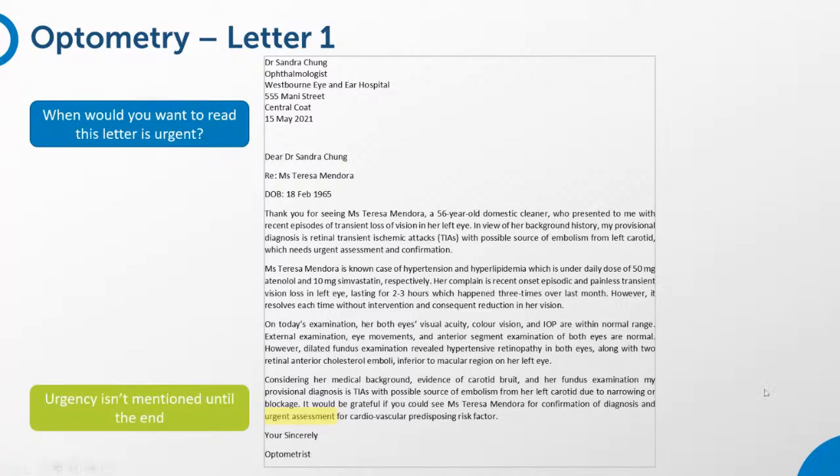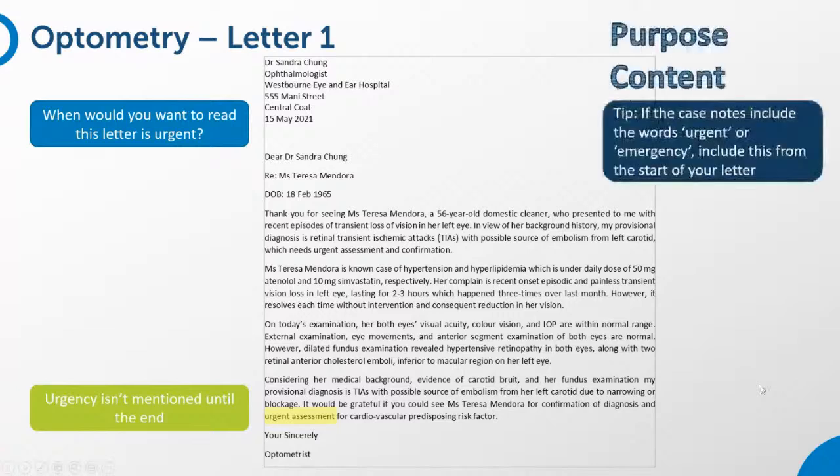So my tip here, which is for both purpose and content, is if the case notes include the words urgent or emergency, include this at the very start of your letter so that you're giving the reader that chance to understand that this is something that they need to understand straight away. They need to read it straight away, in fact, and that they're going to be required to take some action.